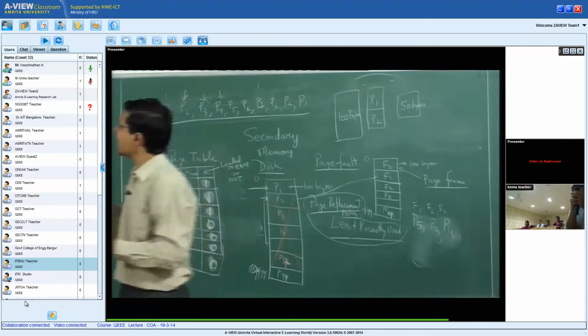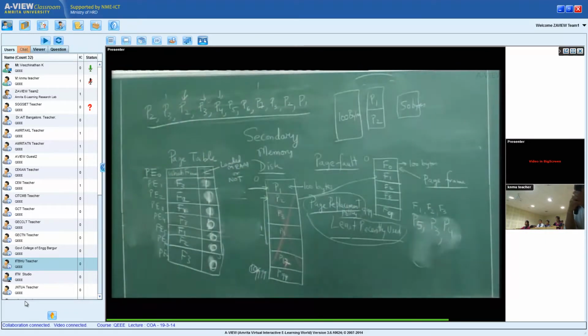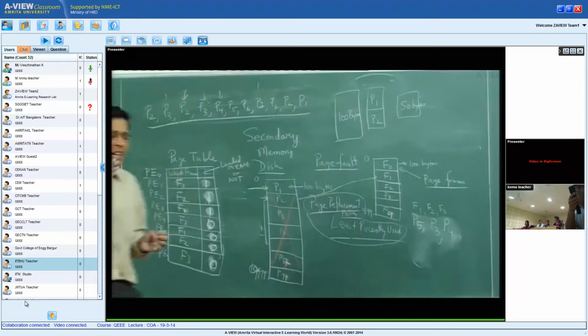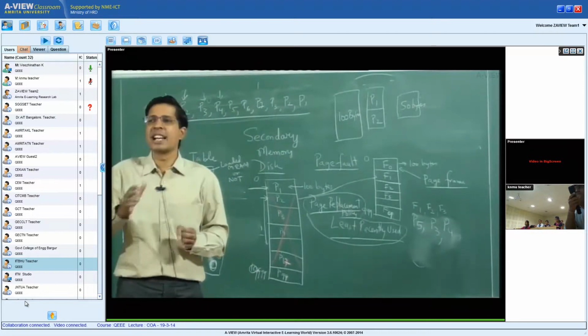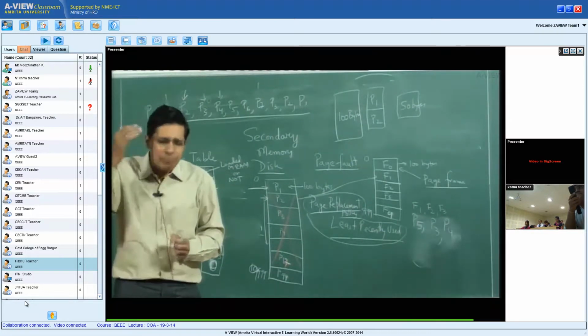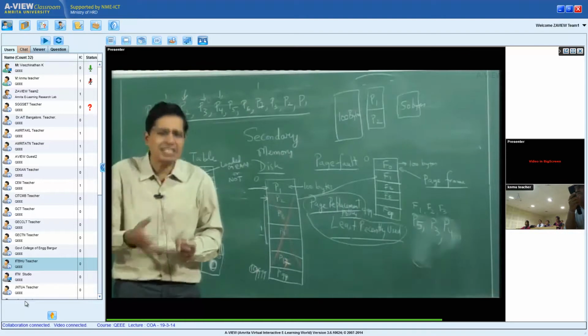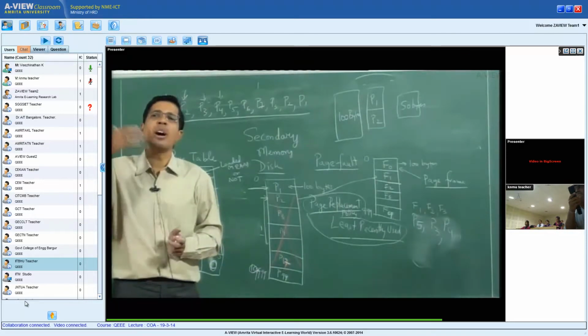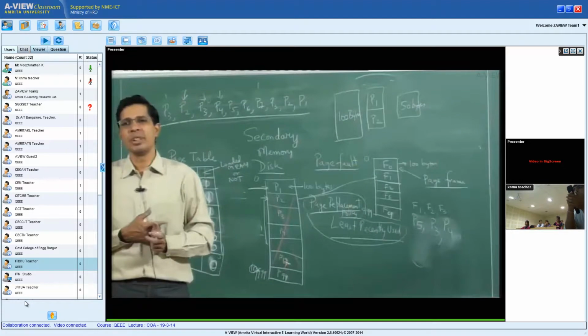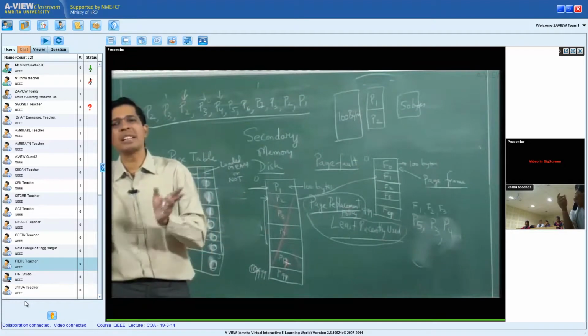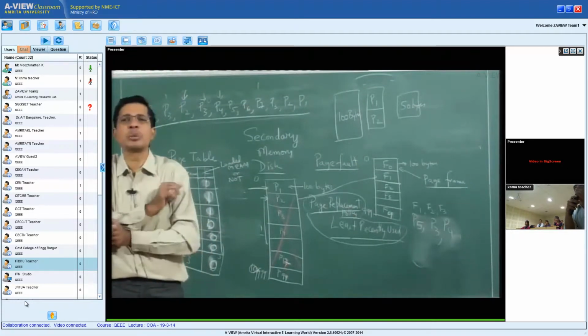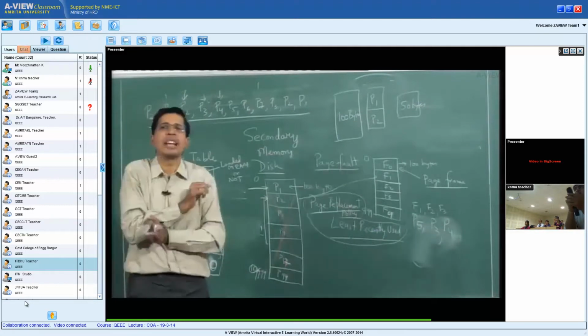So your question, if I look into the chat, basically asks, during page replacement does a page fault occur? I couldn't follow. The page replacement is an action that is taken because of a page fault. So during page replacement, does another page fault occur? I am not able to get your question. Can you again ask me this?